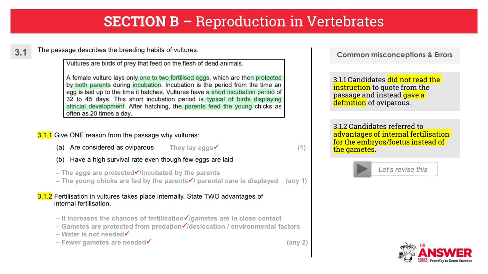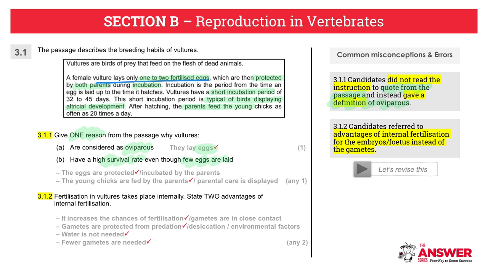The first question asks us to give one reason from the passage why vultures are considered as oviparous. So learners had to remember that oviparous means that it is egg laying, and that's also mentioned in the second sentence: a female vulture lays only one of 2 fertilized eggs. The diagnostic report mentions that candidates did not read the instruction to quote from the passage and instead gave a definition of oviparous. The second question asks for one reason from the passage why vultures have a high survival rate, even though few eggs are laid.